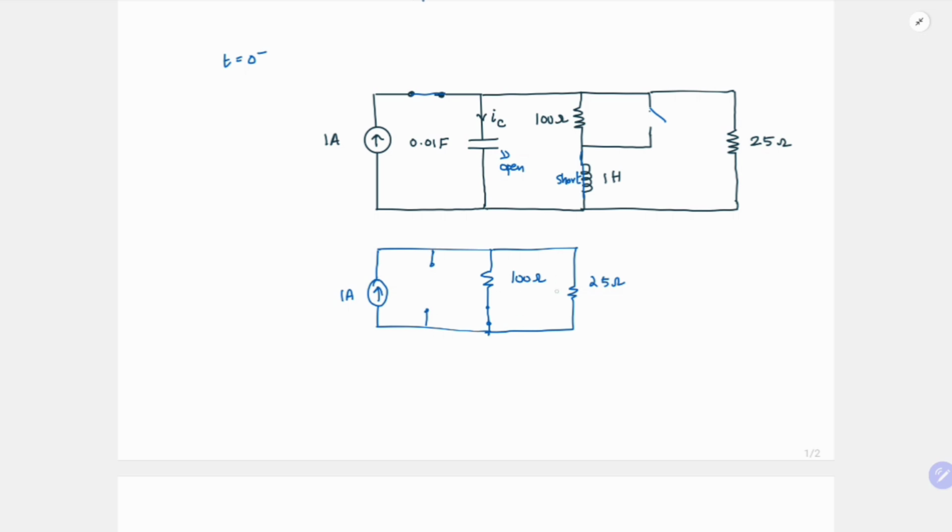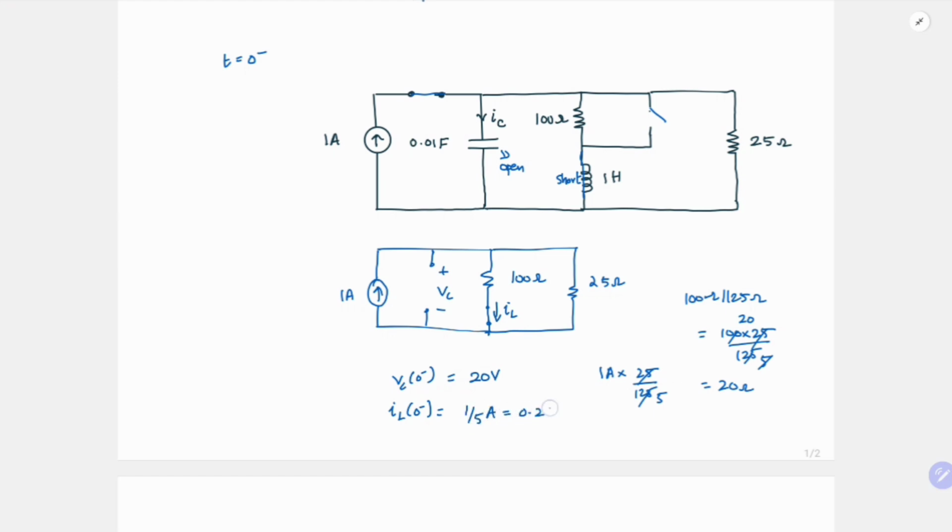So now your 1 ampere is flowing through 100 ohms and 25 ohms in parallel. So 100 ohms parallel 25 ohms is nothing but 100 into 25 by 125. This is 5 times 20, so this is 20 ohms. So your VC is equal to 20 into 1 ampere, 20 volt. This is VC of 0 minus, and your IL of 0 minus is going to be 1 ampere split as 1 ampere into 25 by 125, which is 1 by 5 ampere, which is 0.2 ampere.